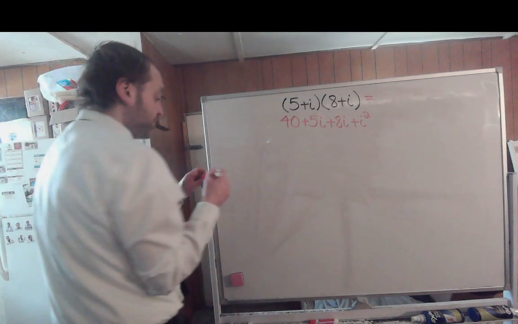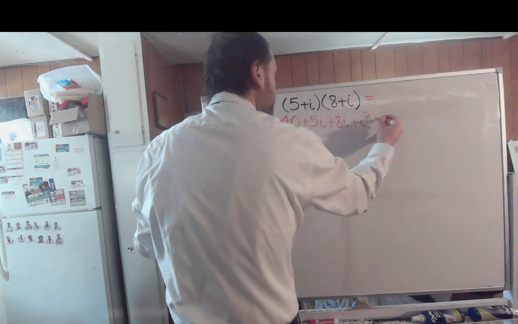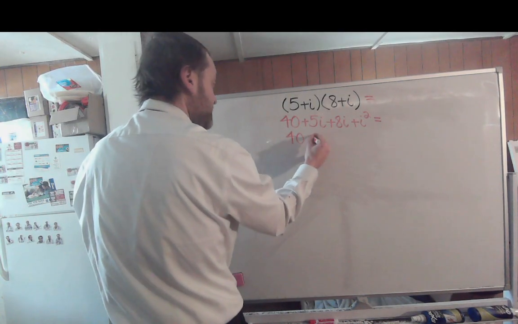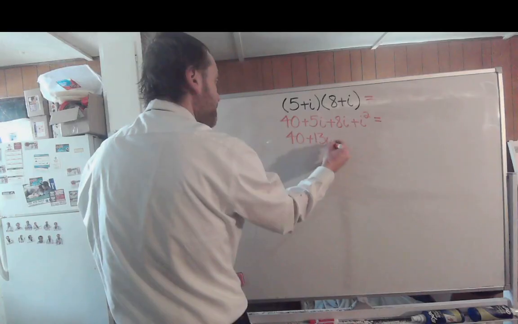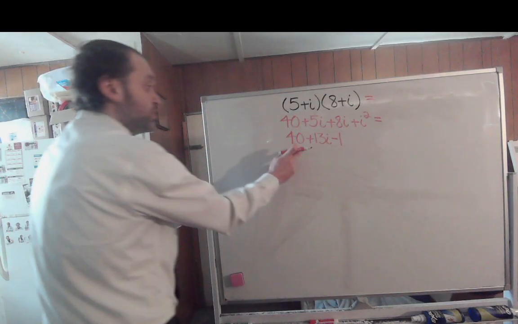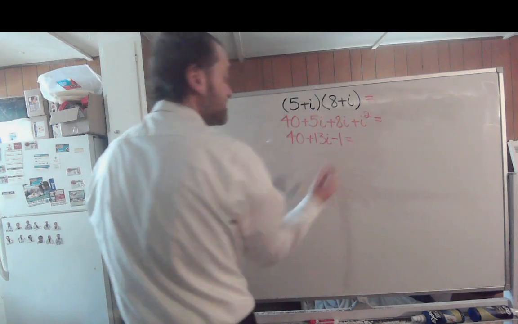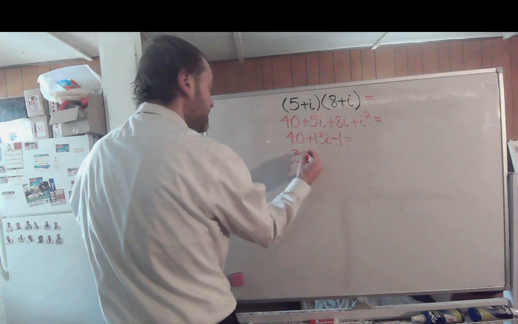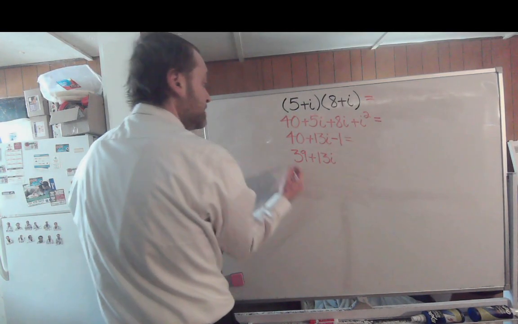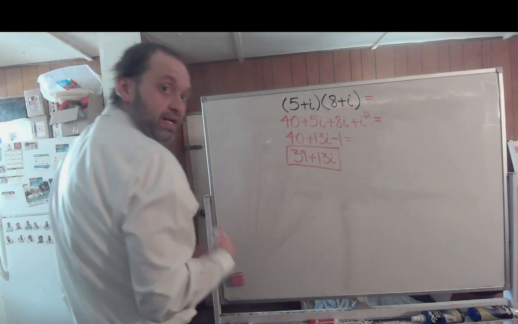So you'd start out with 40 plus 5i plus 8i plus i squared, which would end up giving you 40 plus 13i. Now what is i squared? That's actually negative 1. So you have 40 plus 13i minus 1, which in standard form, this would be 39 plus 13i. So the complex number in standard form would be 39 plus 13i.